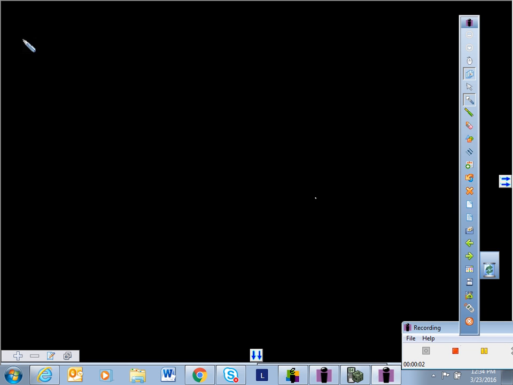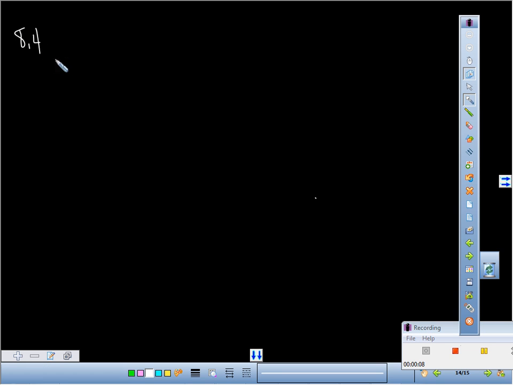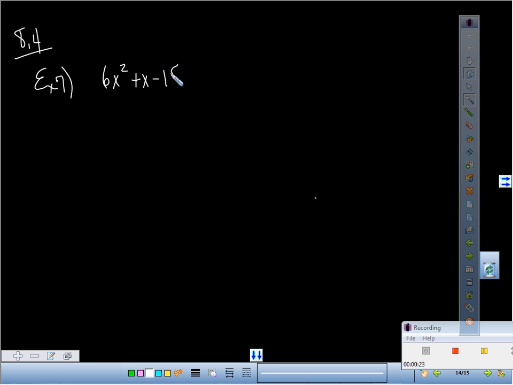Okay, so this is the last example in 8.4. We didn't get to it yesterday, so I wanted us to do it. I'm going to let you do it by yourself, okay? And make sure you got it okay. So (6x squared + x - 15) over 4x squared divided by (3x squared + 5x). Okay? So I'll give you a couple of minutes, and then we'll go over it, and then we'll move on to the next section.